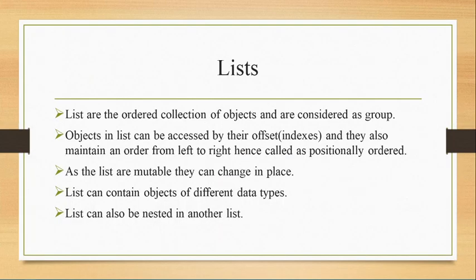Lists are ordered collections of objects and are considered a group. Objects in a list can be accessed by their offset, and they also maintain an order from left to right, hence called positionally ordered. As lists are mutable, they change in place. A list can contain objects of different data types. A list can also be nested in another list.